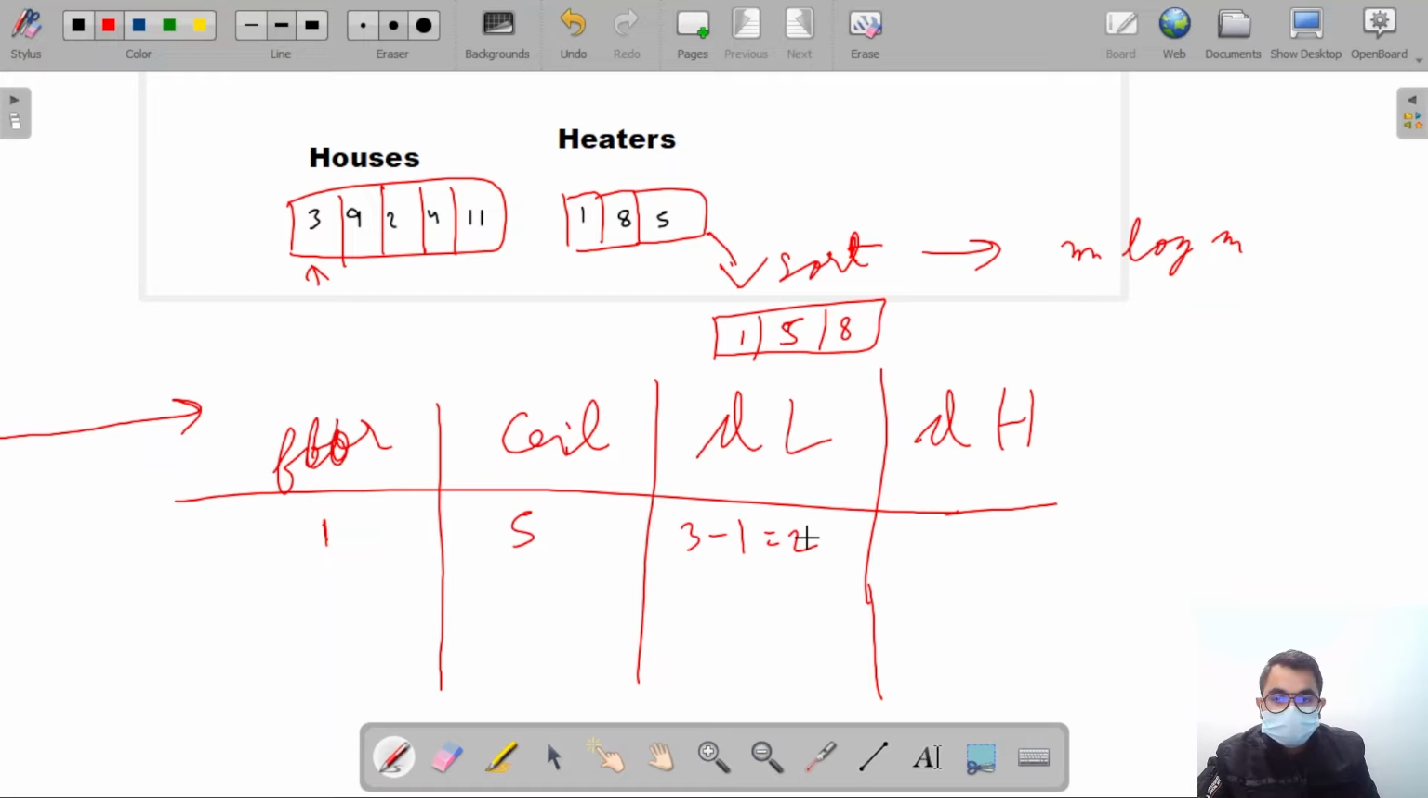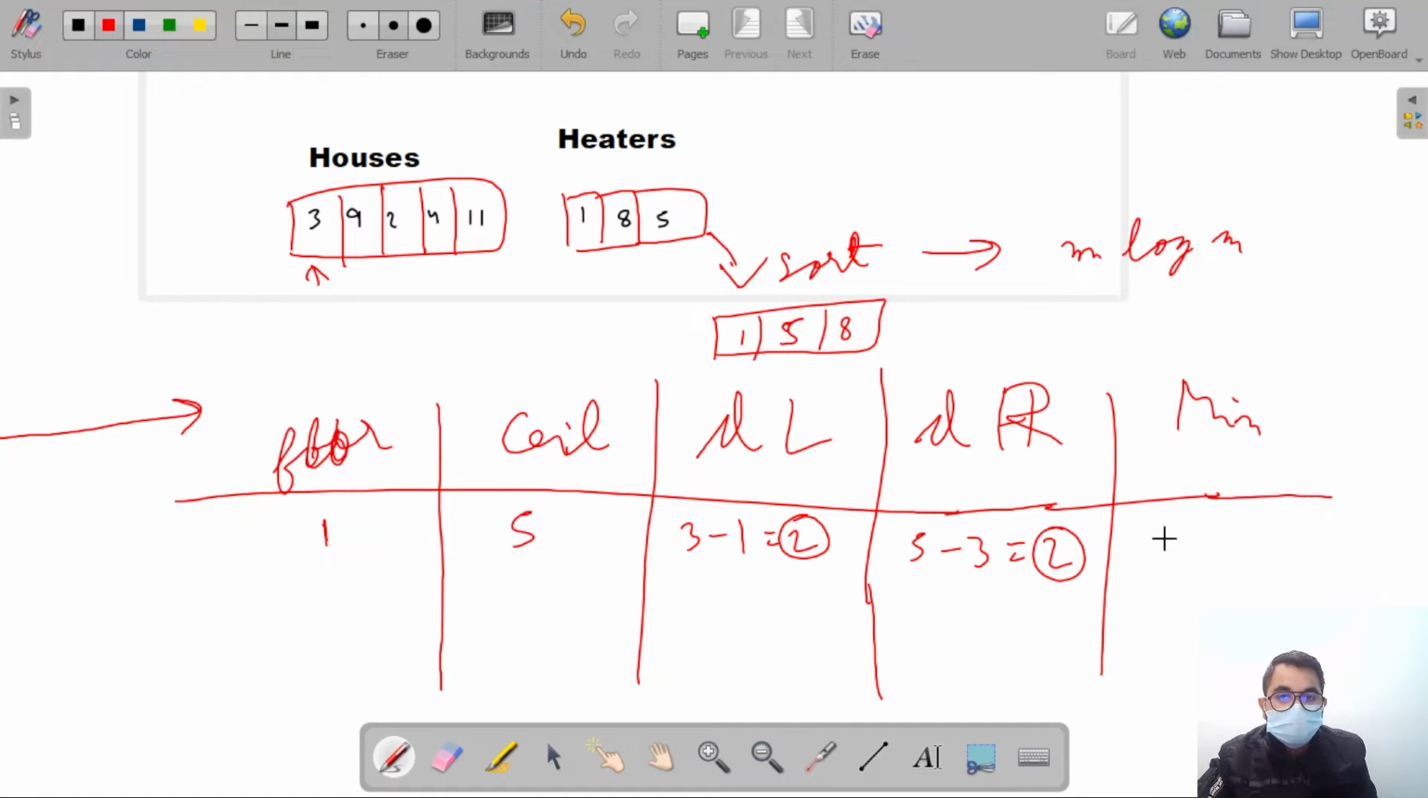For my right side, sorry, this should be R. So the distance from the right side will be 5 minus 3, which will be 2. So the minimum distance of the house from the heater is 2.